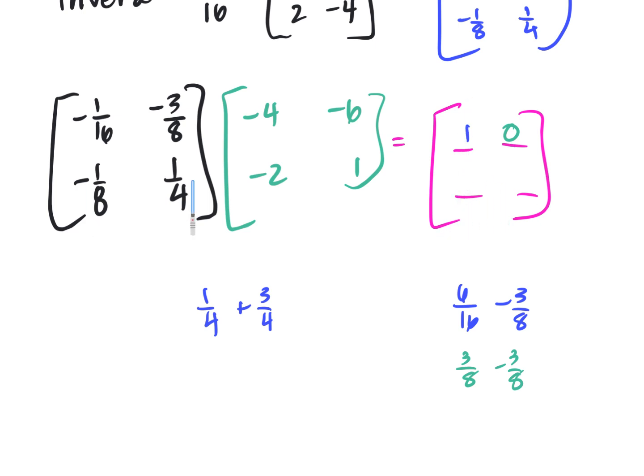Bottom row left column. What do we get here? -1/8 times -4. Yeah, it would get +4/8, which is a half, plus -2/4. So I'd have 1/2 plus -2/4. What's -2/4 the same as? -1/2, right? 1/2 plus -1/2? 0. Last one. We hope to get a 1 here. Bottom row right column. How about this?